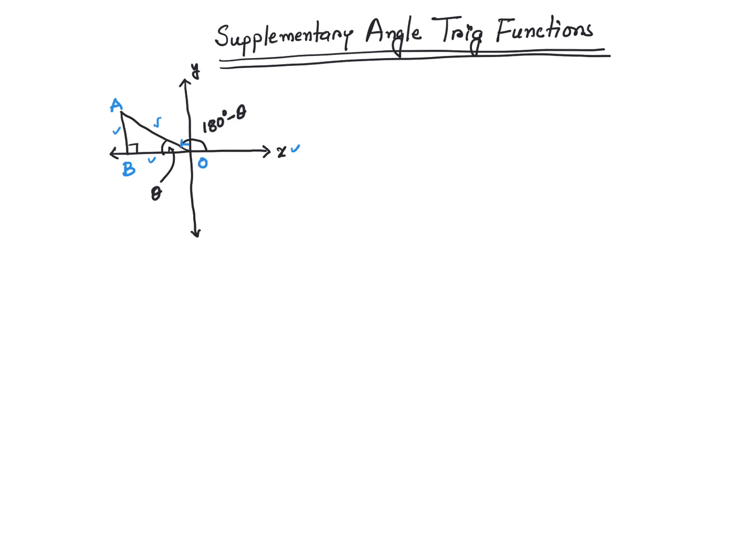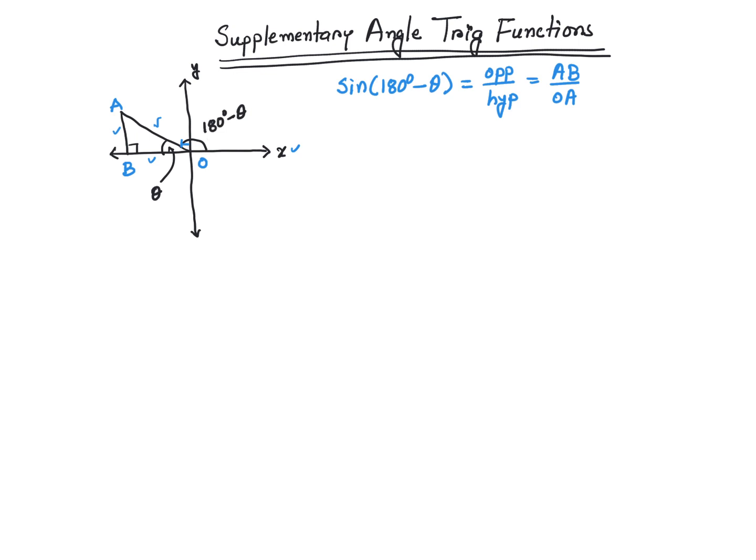Given these assumptions, I want to find out what the sine of 180 degrees minus theta is. Sine of 180 degrees minus theta is going to be opposite over hypotenuse. Remember, sine is opposite over hypotenuse. So in our case, opposite is AB, which is positive, by the way, and hypotenuse is OA. By assumption, it's always positive regardless of which quadrant it falls in. So this is what I get.